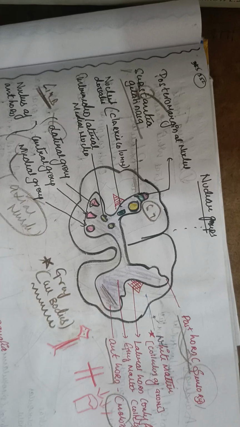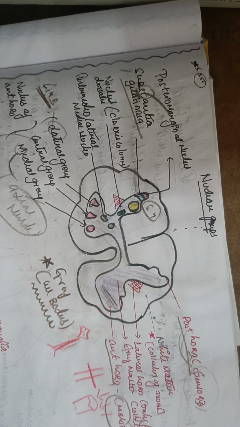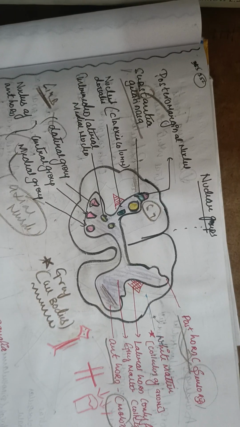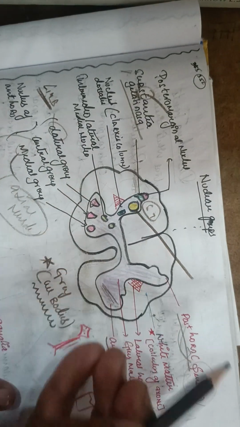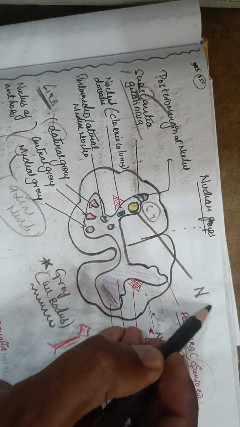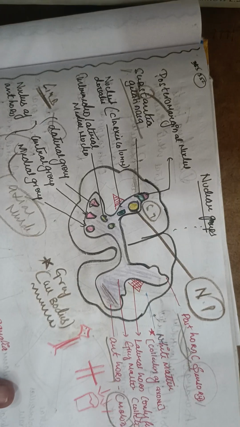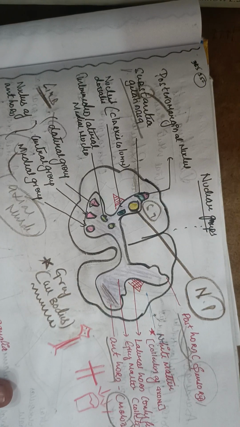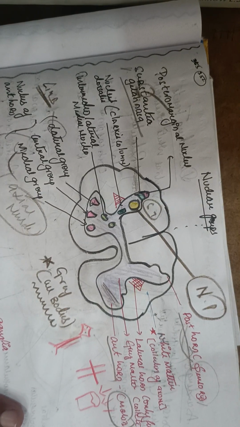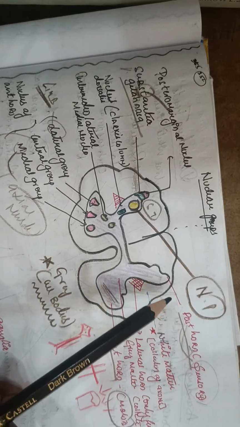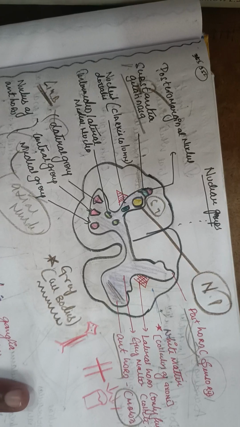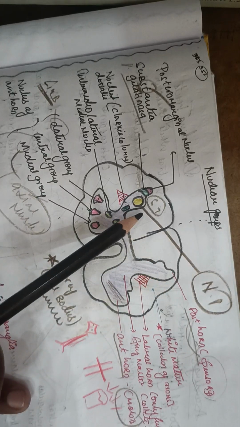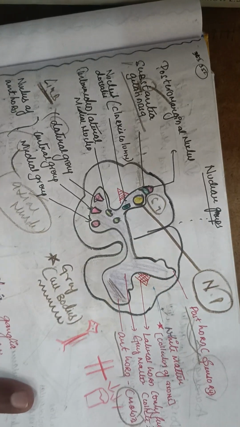The next one you need to look at is something known as the nucleus proprius. This is the nucleus proprius. Now what is the function of this nucleus proprius? Remember that few fibers of the dorsal column relay here. That's what you need to understand. Few fibers of the dorsal column relay here.